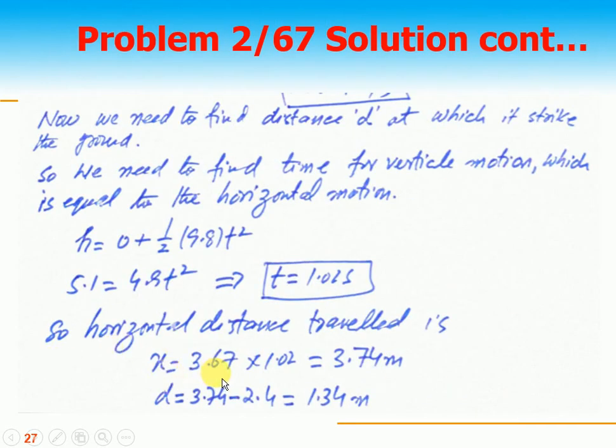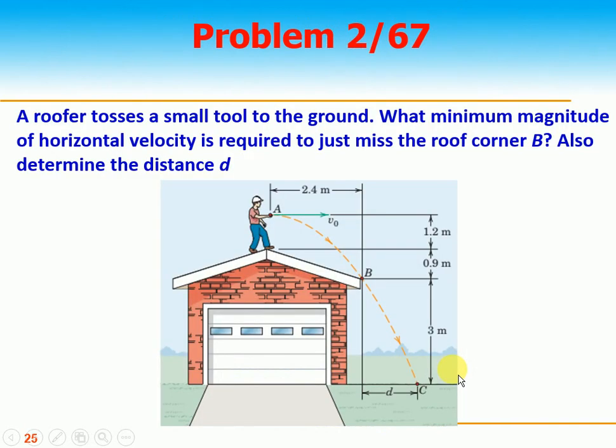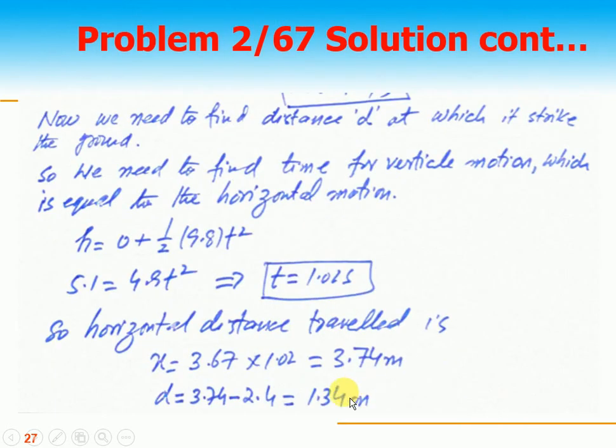Now we can find the horizontal distance. The 3.67 is of course the velocity, which multiplied by 1.02 is 3.74 meters. And 3.74 meters minus 2.4 is the initial distance, which is this one, right? We need only this distance, which should be subtracted from here, and it is 1.34 meters. So the total horizontal distance traveled is 3.74 with reference to the roofer, and the initial displacement of the corner is 2.4. So it is subtracted, and we get the distance d, which is the second requirement in this problem. I hope you understand.